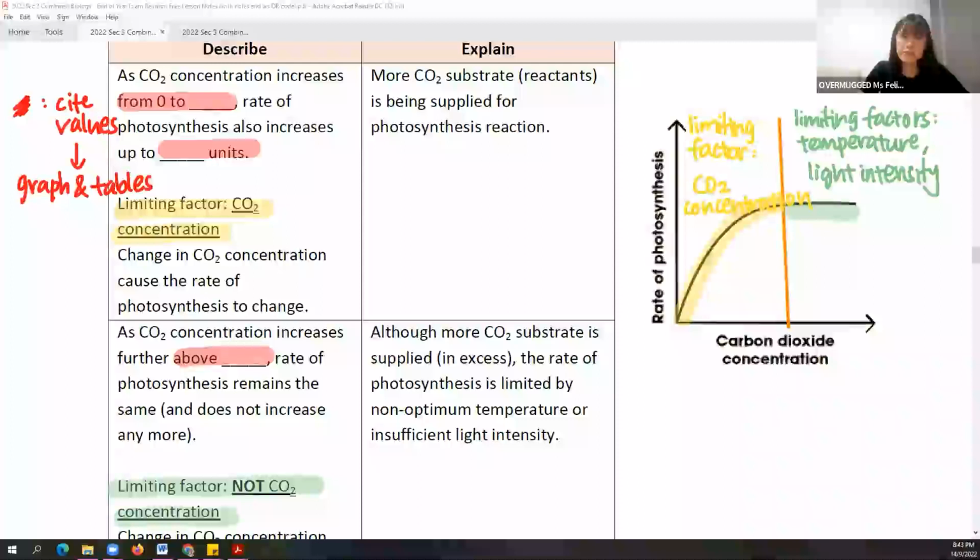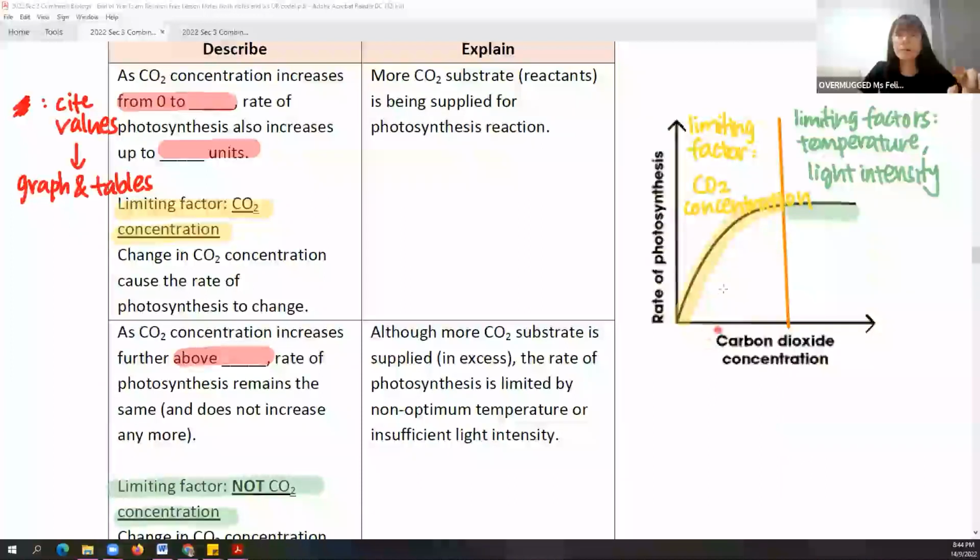Catherine is asking, how do we know that carbon dioxide is the limiting factor when the percentage of carbon dioxide is given, like they give you 0.03%? If they specify a specific percentage, usually they should mark out a point for you. At this point, this is exactly 0.03%. They should mark it out for you.